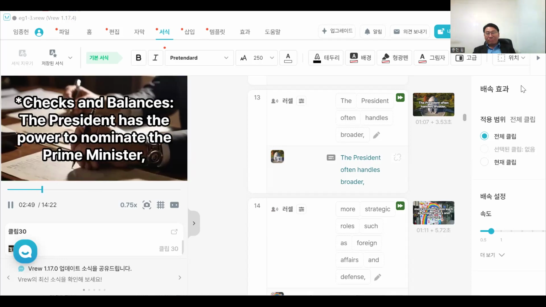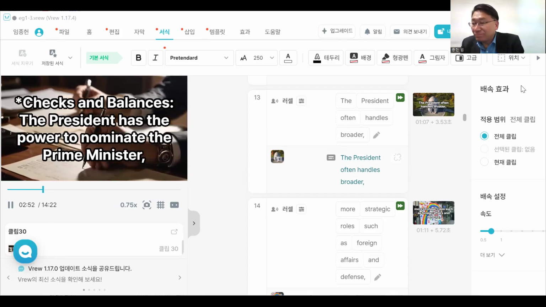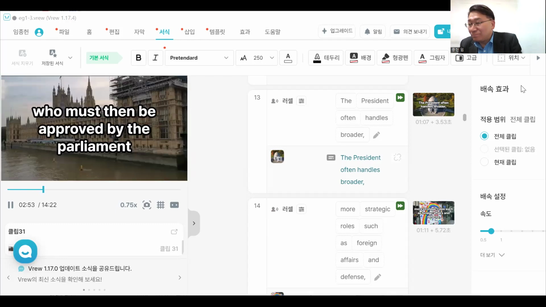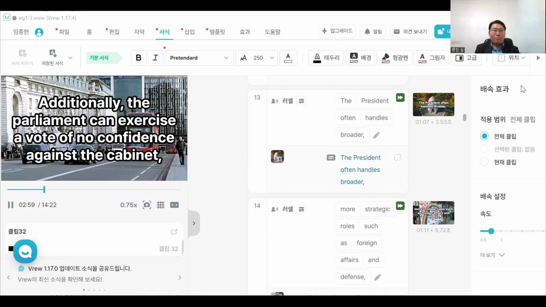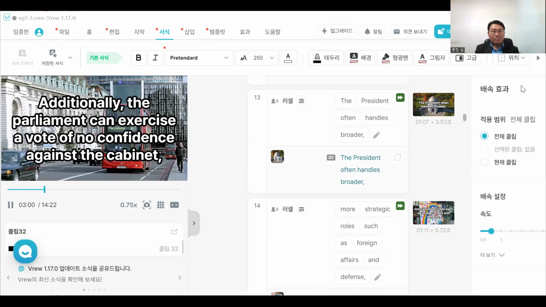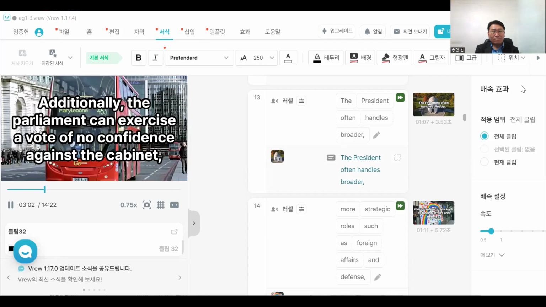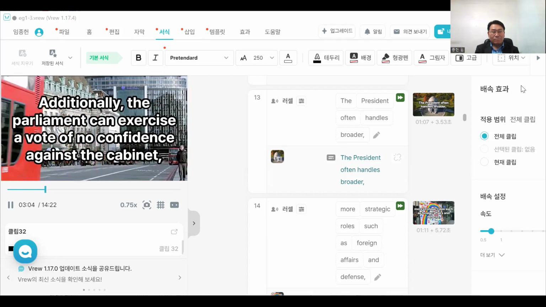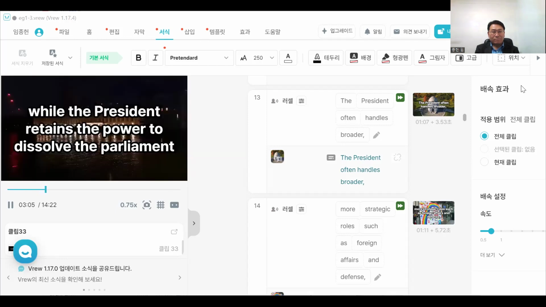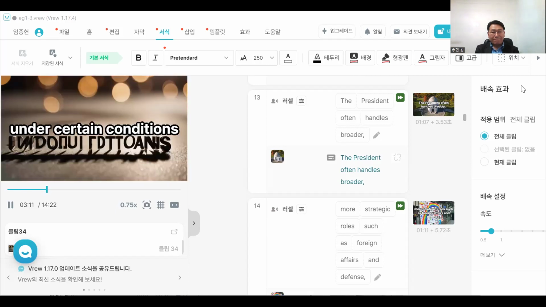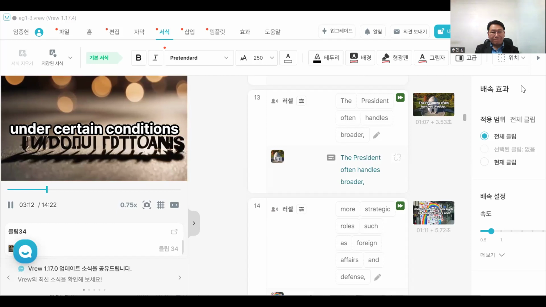Checks and balances. The president has the power to nominate the prime minister, who must then be approved by the parliament. Additionally, the parliament can exercise a vote of no confidence against the cabinet, while the president retains the power to dissolve the parliament under certain conditions.